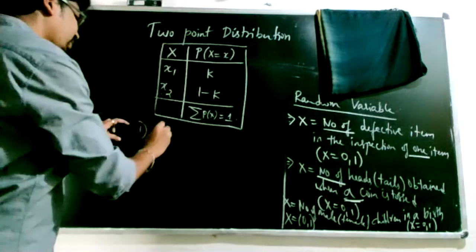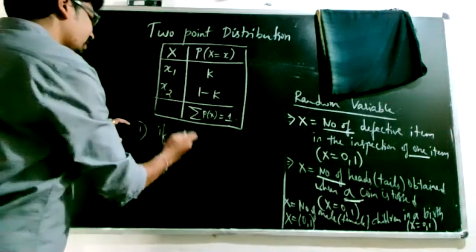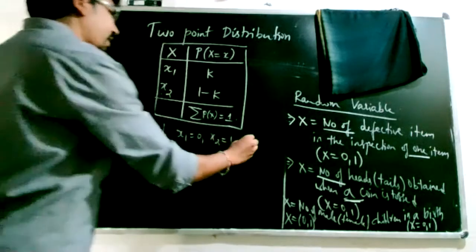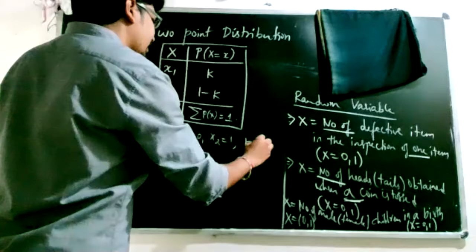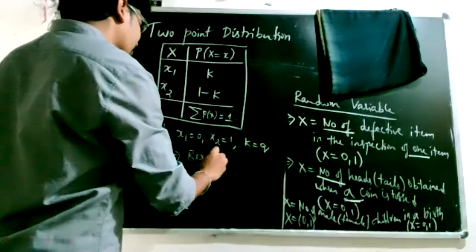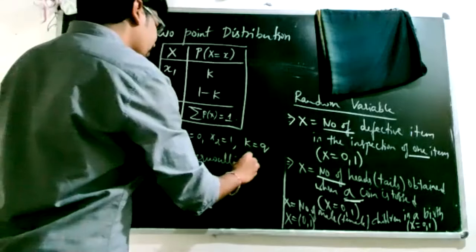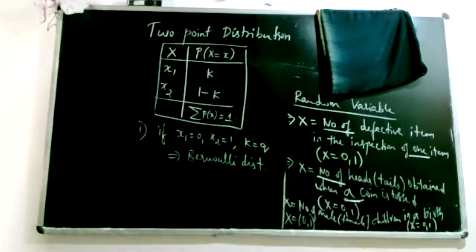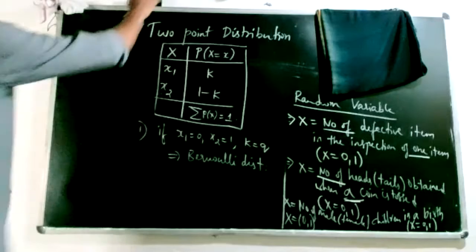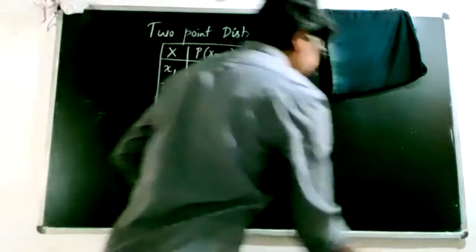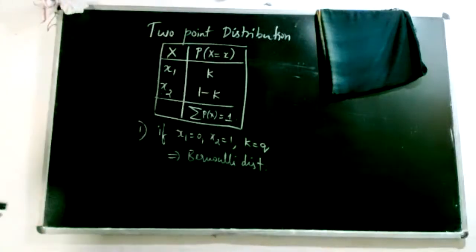In a 2-point distribution, if I take x1 is equal to 0 and x2 is equal to 1, and if I take, say, k is equal to q, then this generates the Bernoulli distribution. So we could say Bernoulli distribution is a special case of 2-point distribution. What's a 2-point distribution? A distribution where the random variable is taking only two values with probability such that total probability is equal to 1.